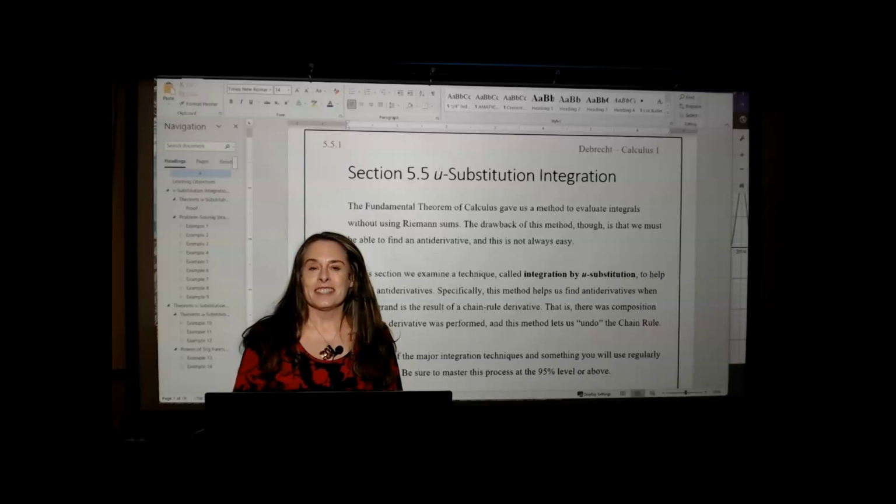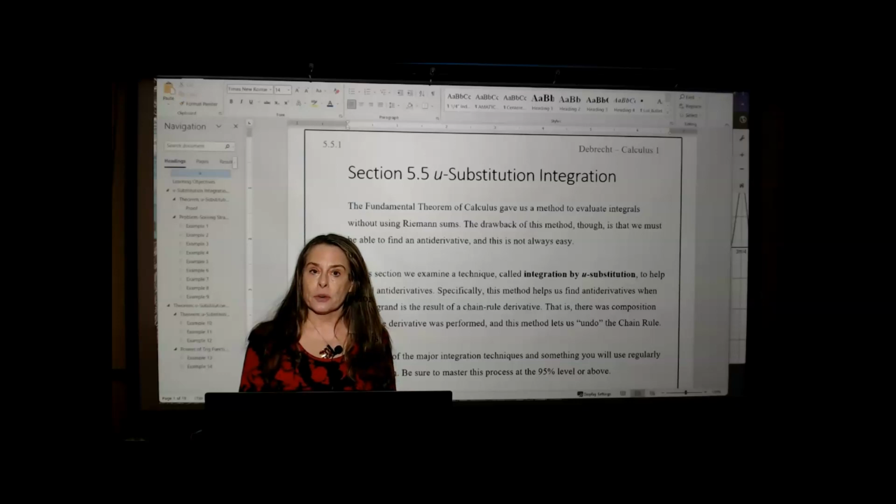It's now time to discuss section 5.5, which is u-substitution integration. We learned with the fundamental theorem of calculus how to integrate the definite integral by taking the antiderivative function at the upper limit of integration and subtracting the antiderivative function at the lower limit of integration. However, this requires us to have an antiderivative function. And finding an antiderivative function is not always easy.